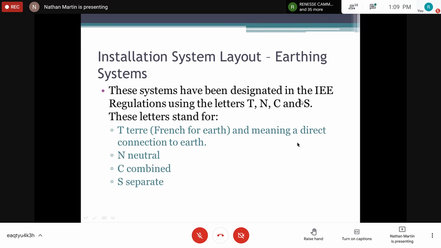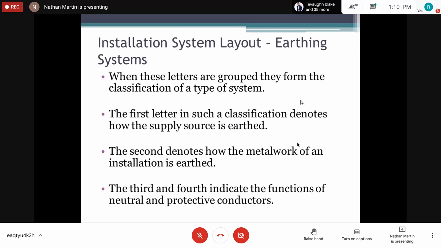Now we said T is terre in this sense, meaning a direct connection to earth. So once the code has a T in it, we are saying that there is a direct connection to the mass of earth, right? Once we see N, we have a neutral, and when we see C, there's a combined combination. Looking at S, there's a separate earth provided, right? When these letters are grouped, they form the classification of a type of system.